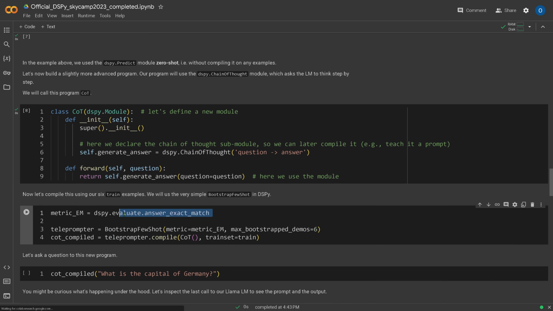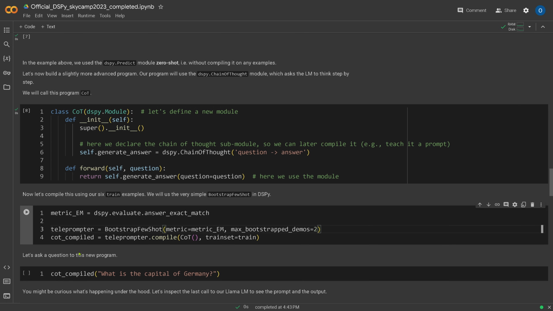And then we say we have here a special metric. The metric is please do an exact match. And then, as I told you, we need here a teleprompter. The teleprompter is here, I use here the Bootstrap few-shot. I showed you the formal for this. The metric I have is exact match. Bootstrap demos is, let's go to 2.